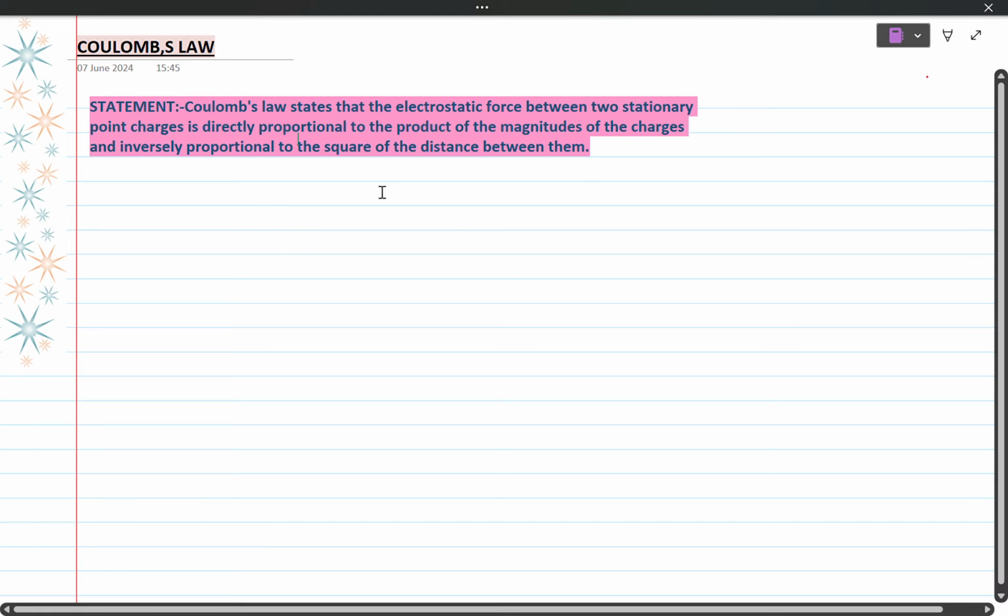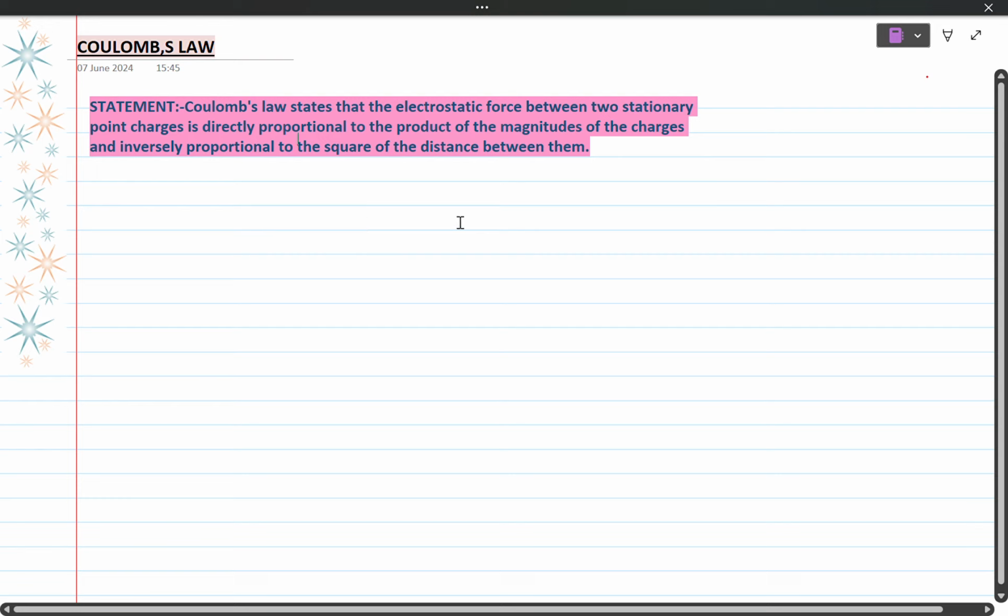Hi, let's learn a simple topic, Coulomb's law, from Grade 12 Physics, first chapter Electric Charges and Fields. Let's see the statement first. Coulomb's law states that the electrostatic force between two stationary point charges is directly proportional to the product of the magnitudes of the charges and inversely proportional to the square of the distance between them.